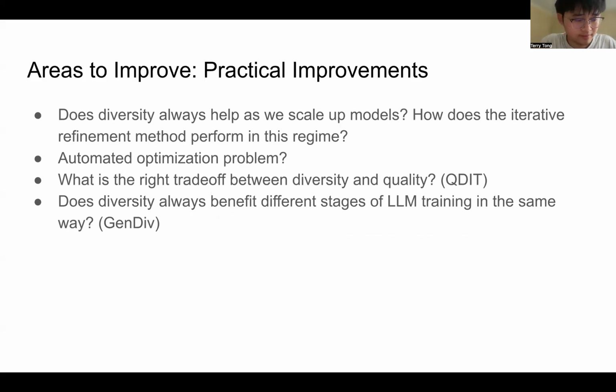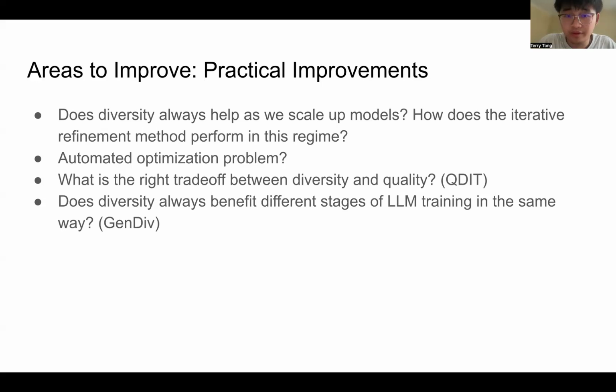And furthermore, can we cast this problem as an optimization problem rather than simply choosing a k-means clustering algorithm based off heuristics? Can we come up with a more automated way? And also, what is the right trade-off between diversity and quality? From the QDIT paper that was cited in the current paper, they just treat the diversity and quality trade-off as a hyperparameter. But this might not always be optimal.